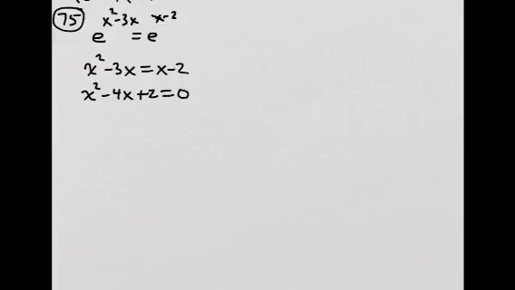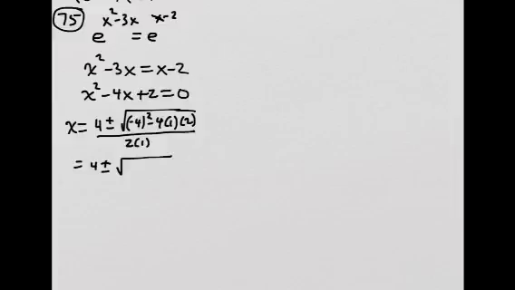Now this one does not factor, so we're going to have to use the quadratic formula to solve. Let's see, did I copy it right first of all? Yeah. So here's the setup, negative b, so it's the opposite of b, so 4 plus or minus the square root of b squared minus 4ac all over 2a. So that gives me 16 minus 8 over 2. 4 plus or minus square root of 8 over 2.